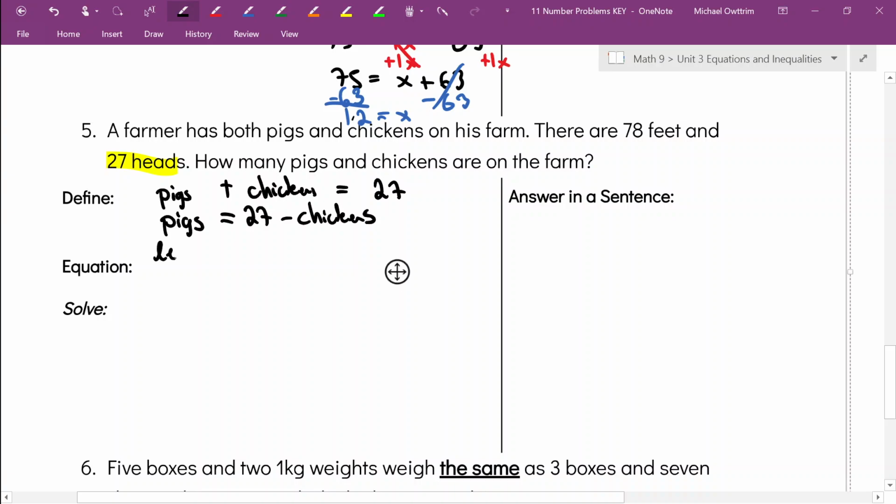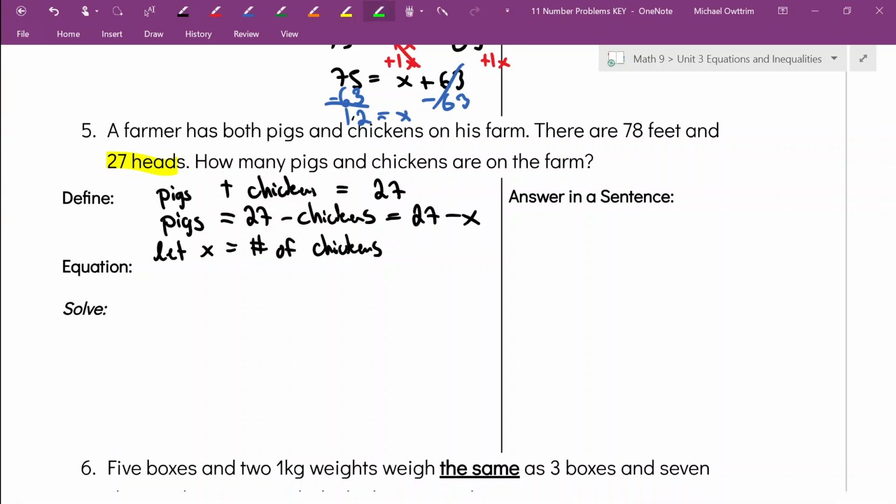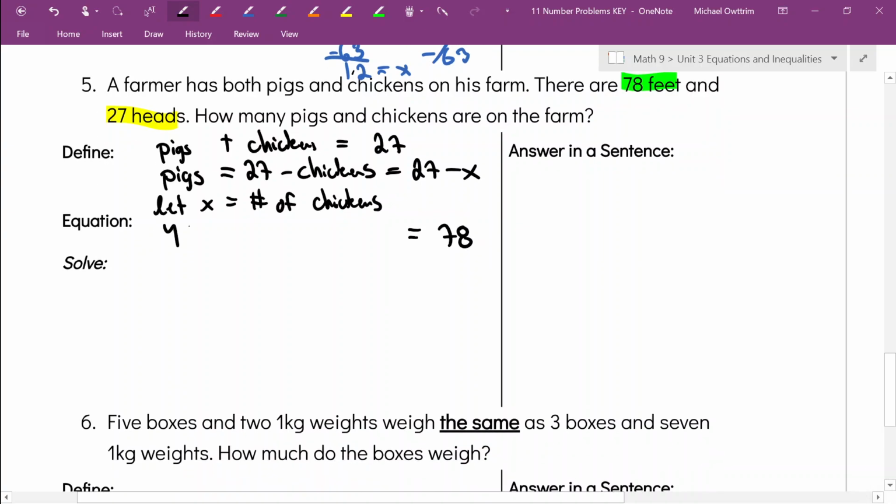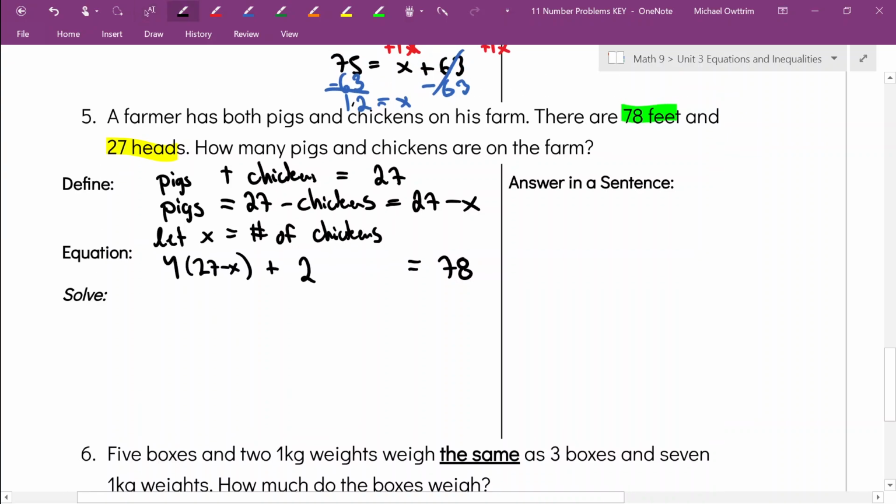So let's go ahead and say let x be our number of chickens. And so our pigs will be 27 minus x. Okay, next we need to think about our total. So we know for our feet that we have 78 total feet. And we know that's going to be made up of 4 feet for each of our 27 minus x pigs, plus another 2 feet for each of our x chickens. Sorry, our 27 minus x was our pigs.